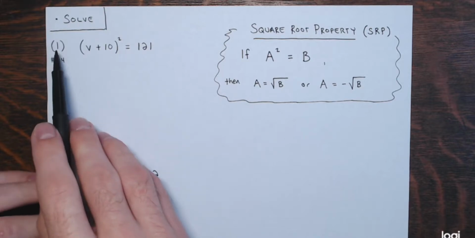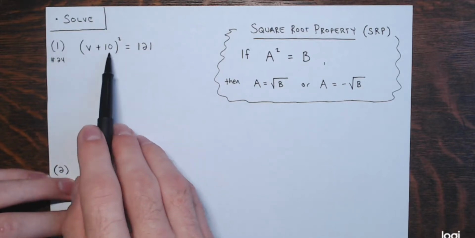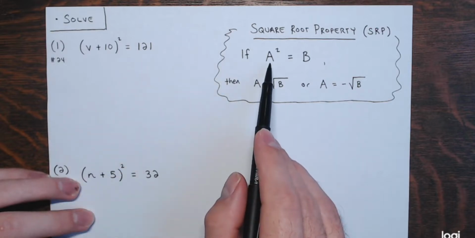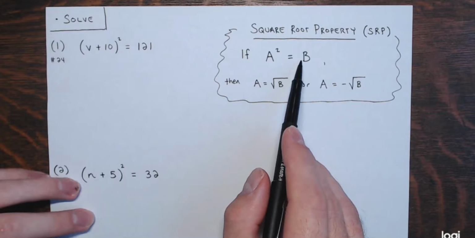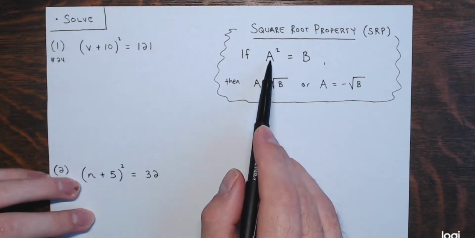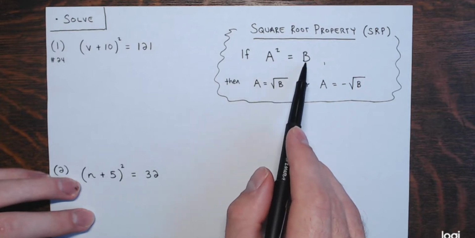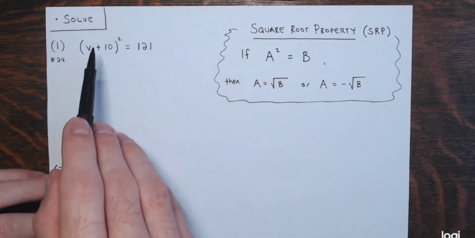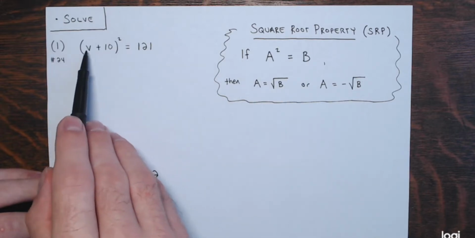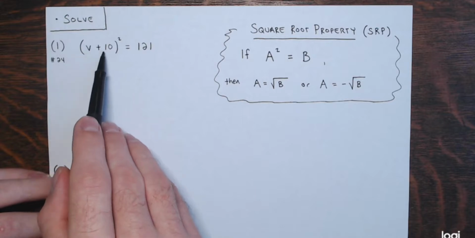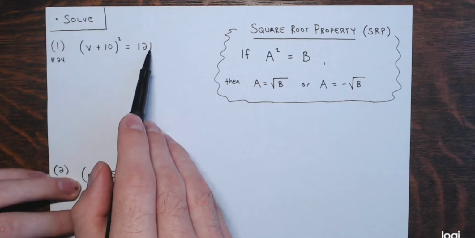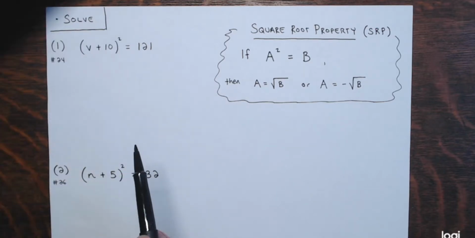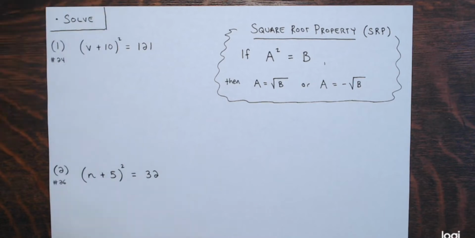So in example 1, notice that it's already starting out like the form of the equation from the hypothesis of the square root property. We're going to want a square on one side all by itself equal to a number, which is exactly what number 1 looks like. We have a square, v plus 10 squared, equals a number.